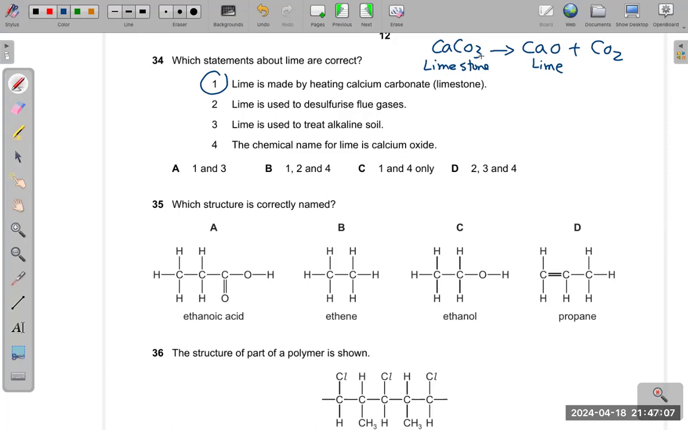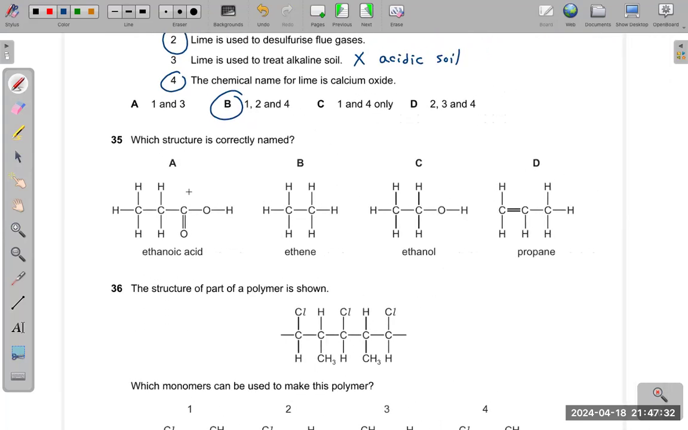الجازز الأسيدك دايما بتحط عليها البيزك بيعملوا desulfurization. So this is correct. And lime is also used to treat alkaline soil. لا, it is used to treat acidic soil. And the chemical name for lime is calcium oxide. Yes, this is calcium oxide. So these three are okay.